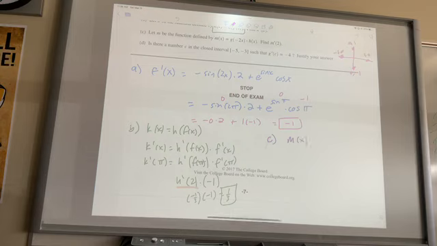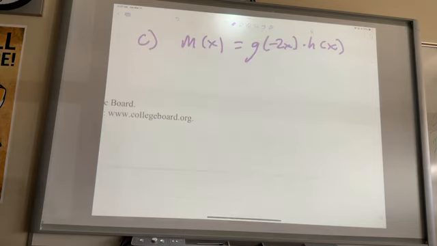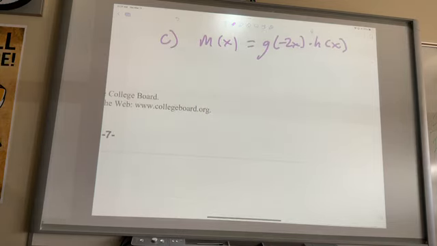Part C, new equation M: g of negative 2x times h of x. What rules are we using to take the derivative? Product and chain. Can you do it? I did it already. Let's go. You can do it. I haven't solved it yet, but I've got product and chain.